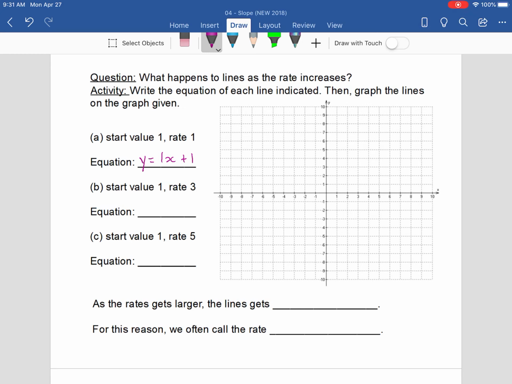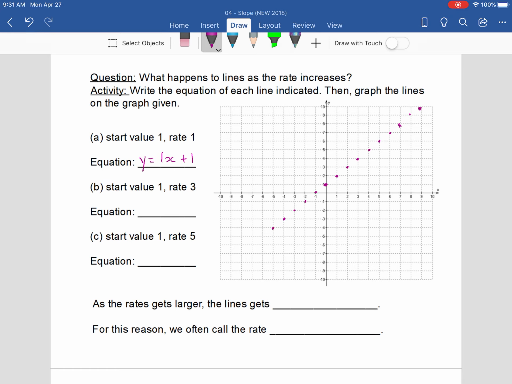And if I was going to write an equation in y equals mx plus b that has start value 1 and rate 1, I'd write y equals 1x plus 1. Not too complicated there. And what 1x plus 1 will look like, it'll start on the y-axis at 1, and then it'll go up by 1s.